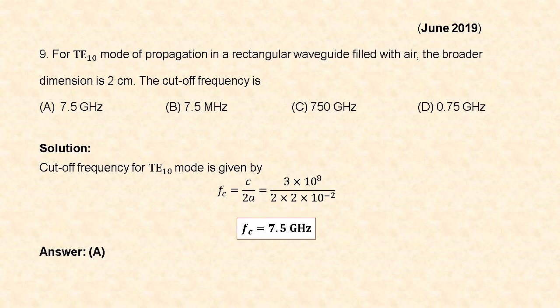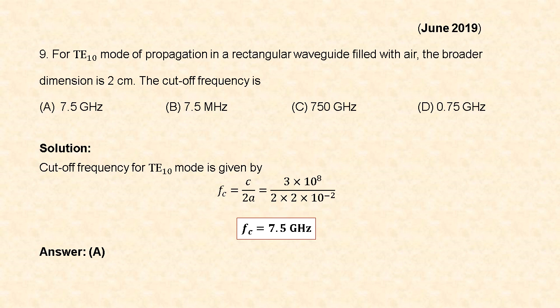Next question. This question was asked in June 2019. For TE10 mode of propagation in a rectangular waveguide filled with air, the broader dimension is 2 cm. The cutoff frequency is option A 7.5 GHz, option B 7.5 MHz, option C 750 GHz, option D 0.75 GHz.